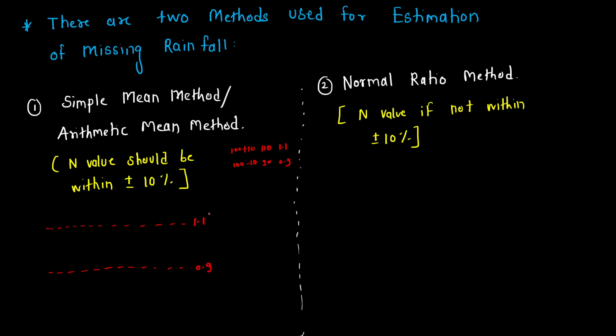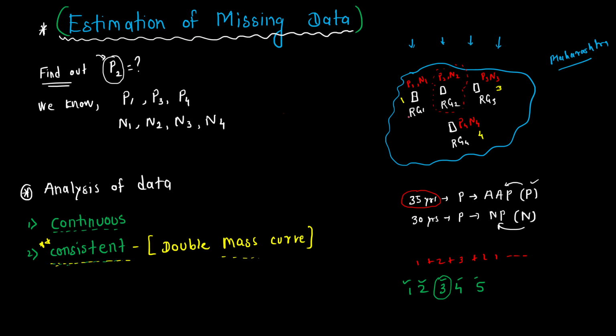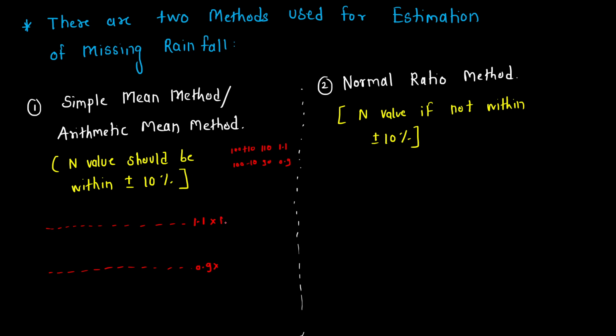Just see what I am doing. The statement is like this, but while solving the problem you follow this method. The first thing is to write down this 1.1 and 0.9. Then you multiply by the n value of the missing rainfall station. In this case, which rain gauge station is not working? The second rain gauge station is not working. The value of n here is n2. So we multiply this by n2, and this also we multiply by n2.